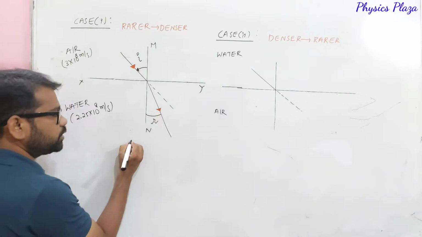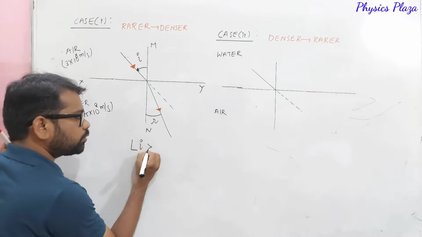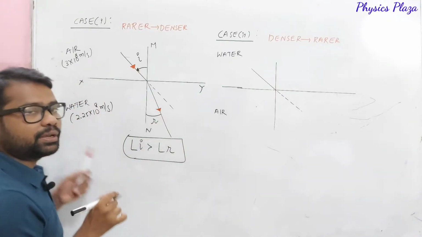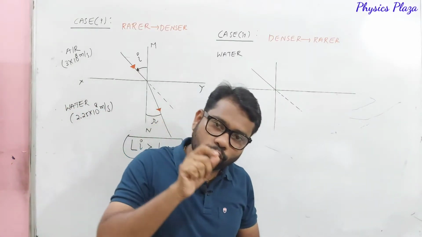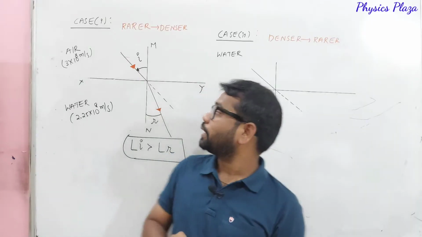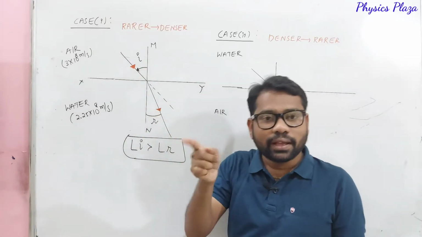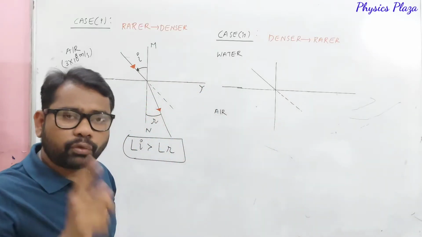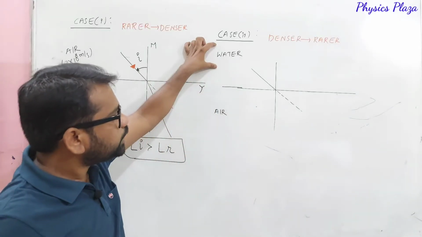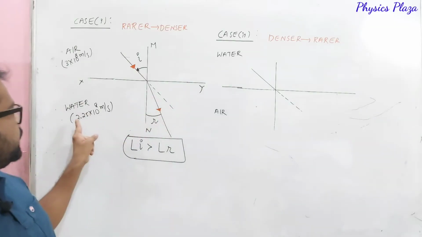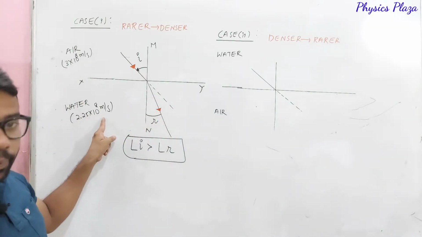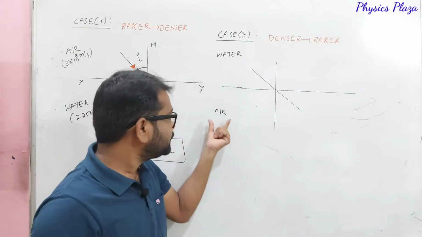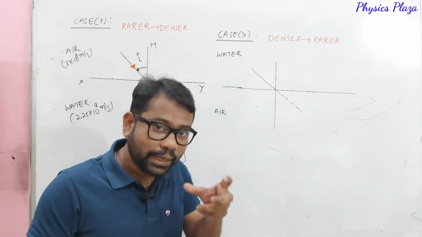Very, very important. Whenever light moves from rarer to denser medium, the light bends towards the normal. Now let us see the second case, where light is moving from water to air. The speed of light in water is 2.25 into 10 power 8 meter per second, which means water is a denser medium than air.